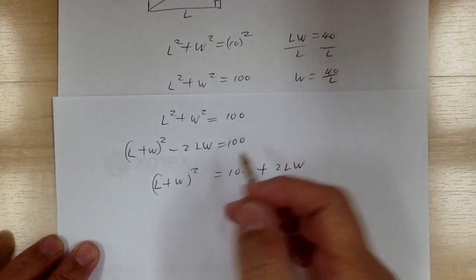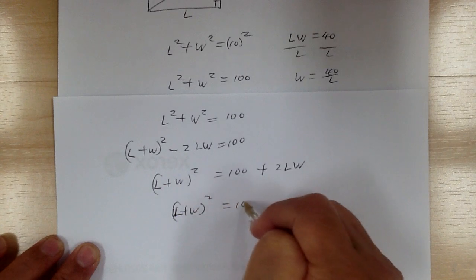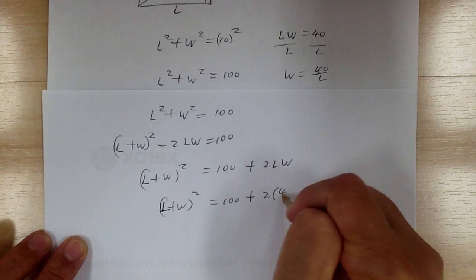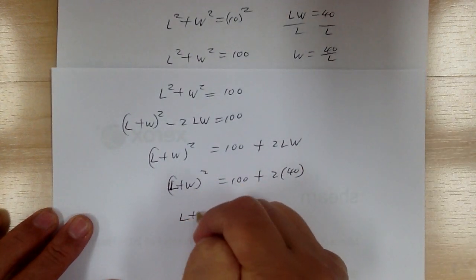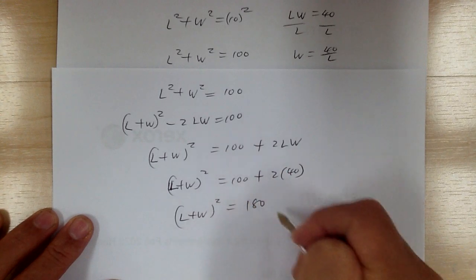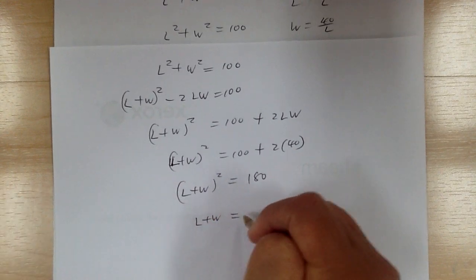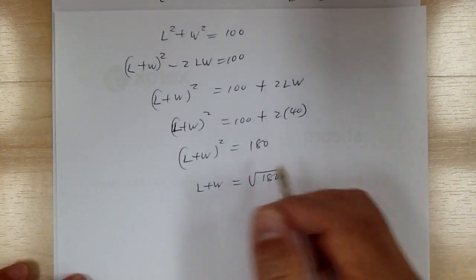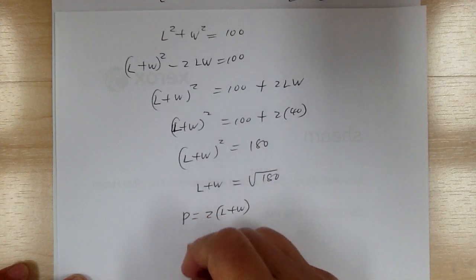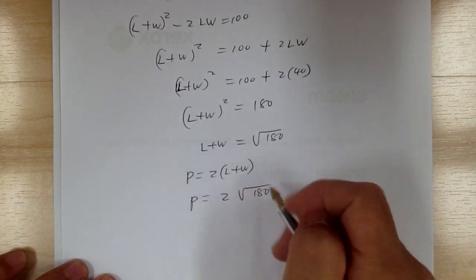Okay? And so L plus W squared is equal to 100 plus, now we know that LW is 40, so it would be 2 times 40. So L plus W squared equal to 180. And then from here, you take the square root. So L plus W equal to square root of 180. So the perimeter equal to 2 times L plus W. Okay, so perimeter equal to 2 times square root of 180. And then you simplify that.